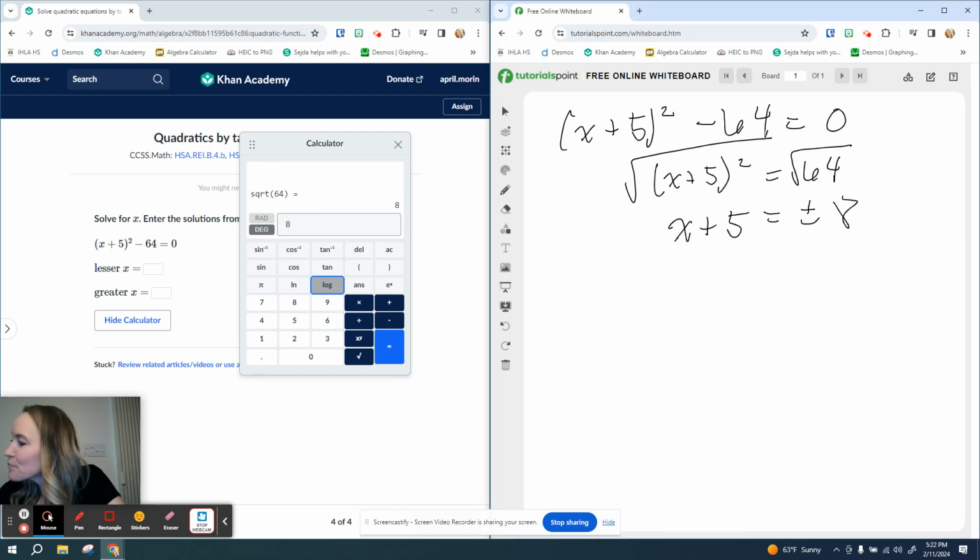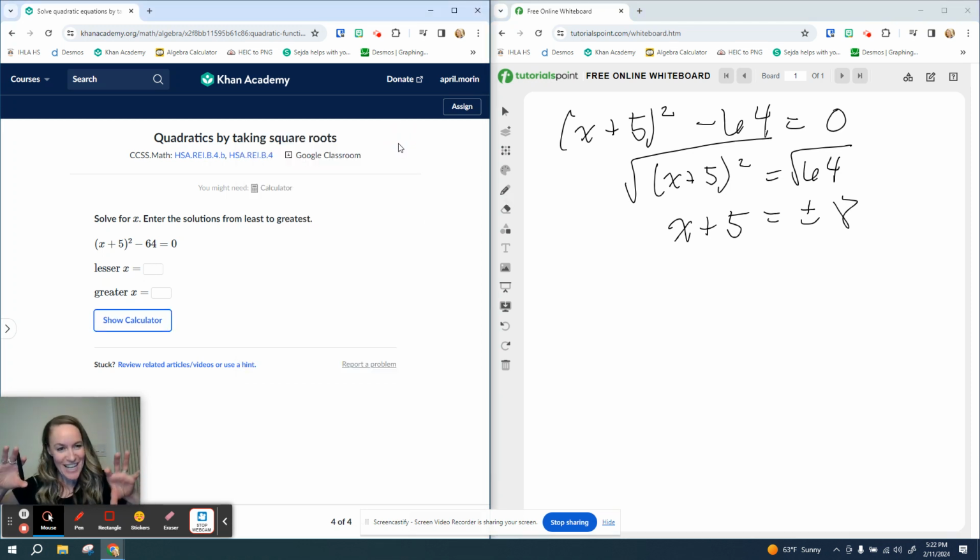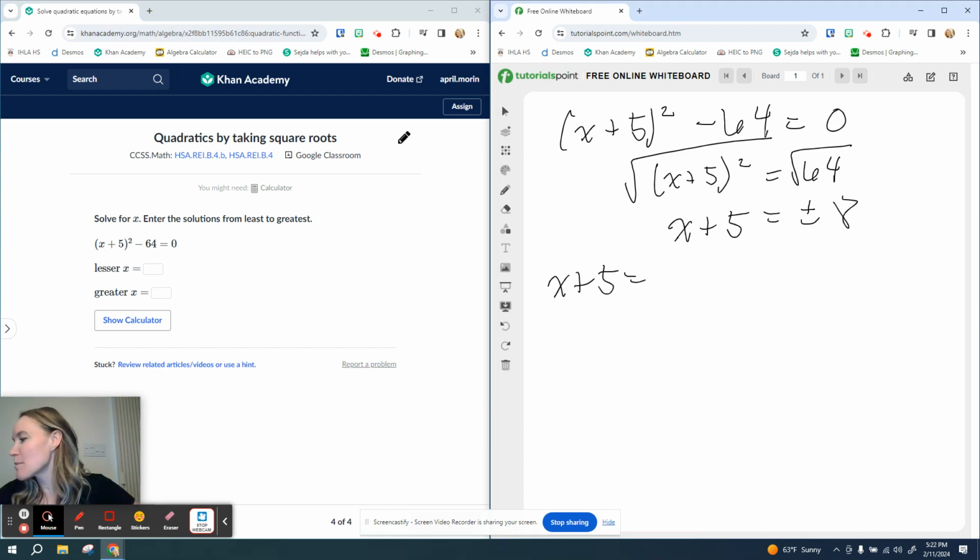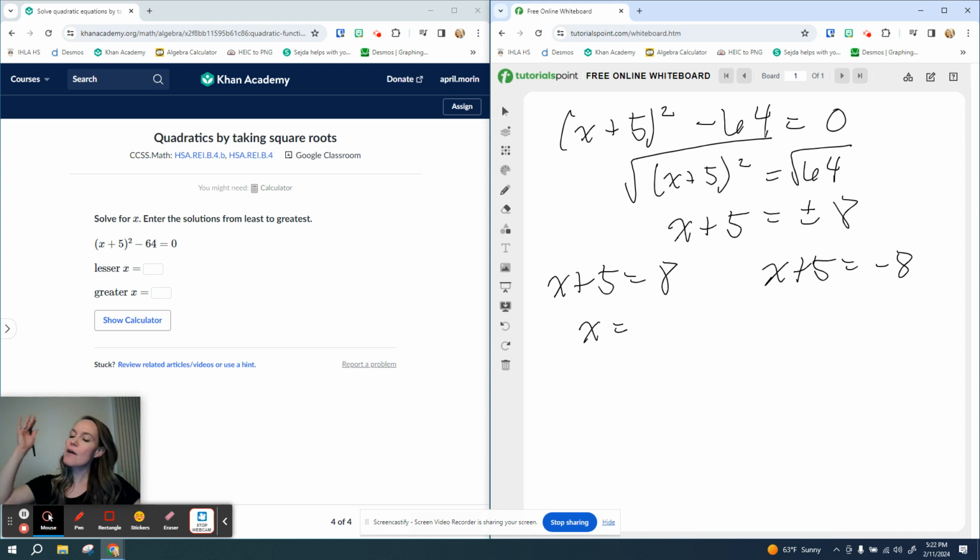Okay. So now I have 2 problems now, right? I have x plus 5 equals positive 8. And then I have x plus 5 equals -8. X equals -5 plus 8 is 3. And I have a -8 minus 5, which is -13.